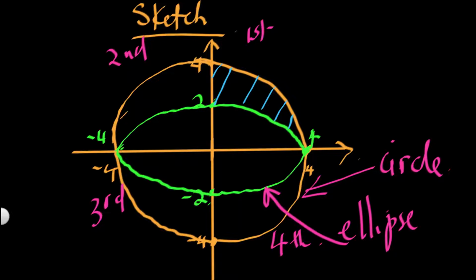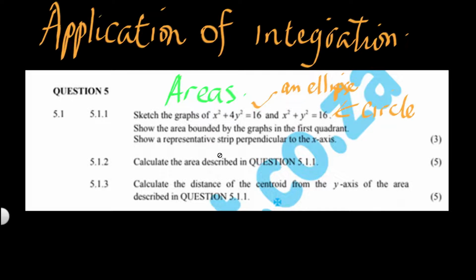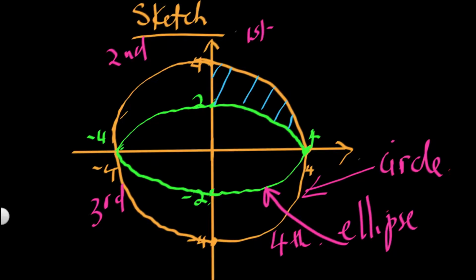The question also wants you, in question number 5.1.1, to show a representative strip. So we go back to our graph and we show a representative strip. I'm going to use a different color for that. So this is our representative strip. It's a vertical strip because it is perpendicular to the x-axis. Perfect. We are done. Maybe I can just shade it a bit, but this is our representative strip.